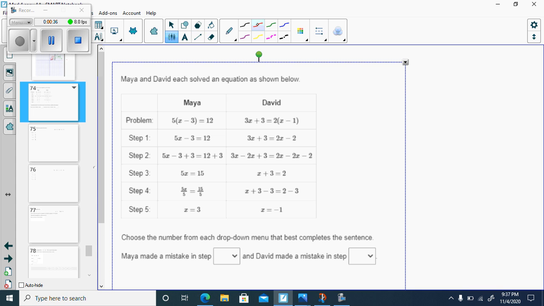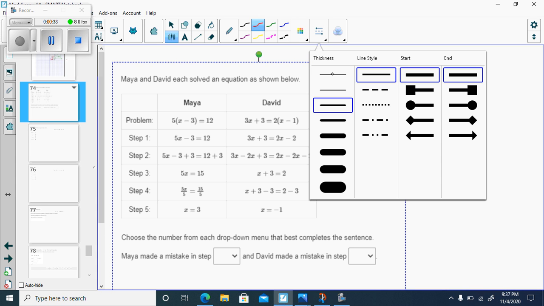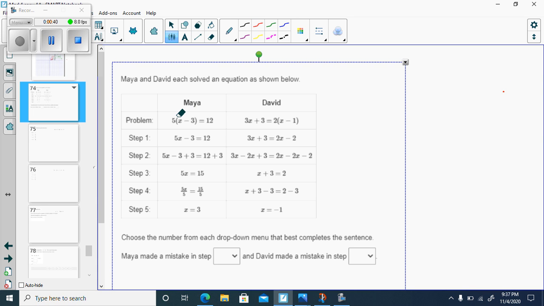If we start and we look at this, what we have here is 5. We distribute this, okay? So we should have 5x minus 15. There's our mistake right there. That should say 5x minus 15, not minus 3, okay? So her mistake is in step 1.